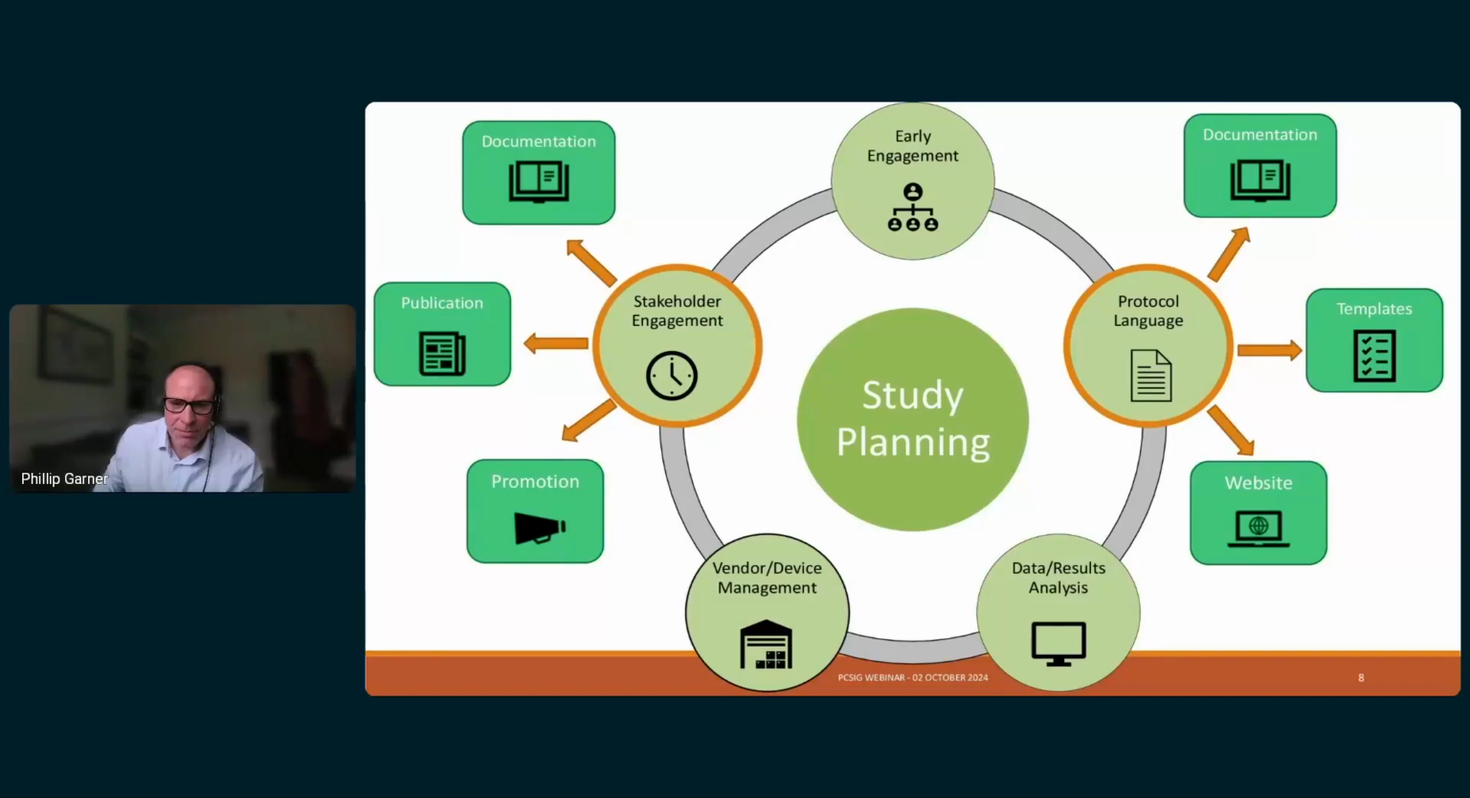Hi there. I'm Phil Garner. I'm co-founder of Pakarinen and a director of the PCSIG. On the study planning side of things, there was some excellent discussion over the 2 days. The first day looking at the challenges, and then the solutions on day 2. And during those discussions, some key points kept surfacing.